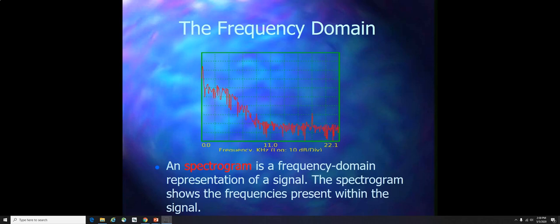Any distortion in a sine wave will cause new frequencies, and those frequencies are called harmonics. Distortion of a sine wave is often much easier to spot on a spectrum analyzer when compared with the oscilloscope. Now moving on to the next slide.